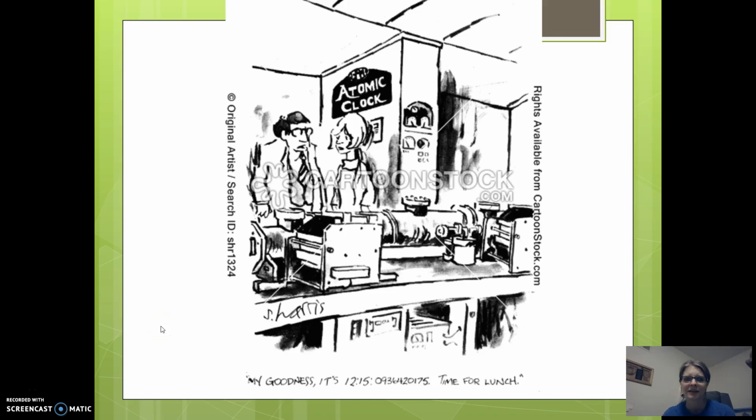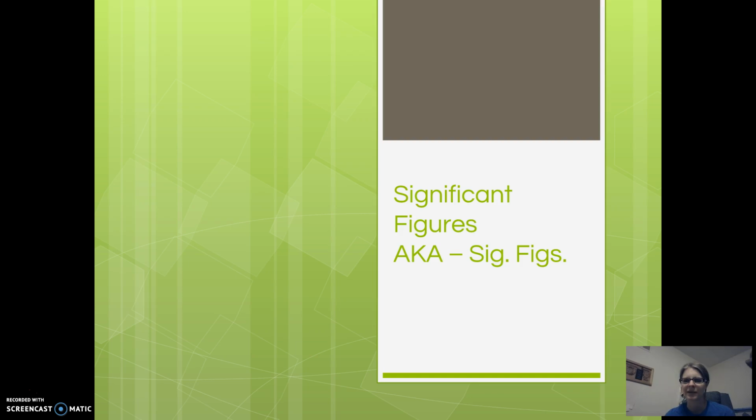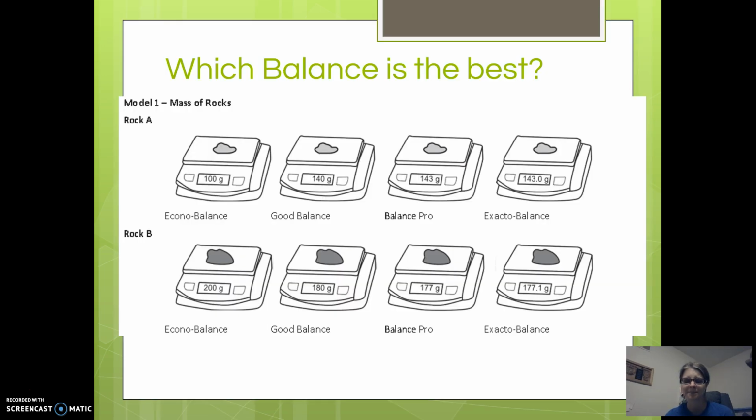Hello! This video is about Sig Figs. You can see in this cartoon here, it says, "My goodness, it's 12:15:093, lots of different numbers, time for lunch." We clearly never use that many significant figures when we tell time, and so we don't want to have too many or too few Sig Figs, otherwise we won't know. Like if we just say it's noon, well, is it really noon or is it half past noon? We need to have the right amount of Sig Figs, so that's an important topic for any class in chemistry.